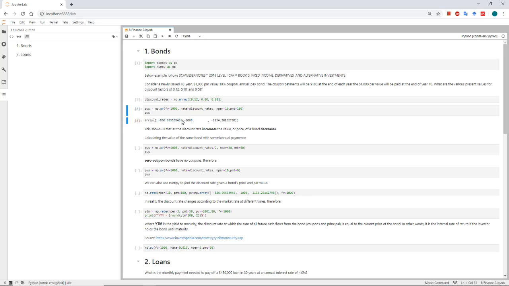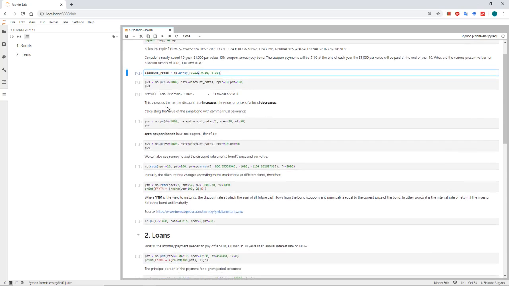And so these are different present values of each discount rate, keeping everything the same. So this shows us that as the discount rate increases, the value or price of a bond decreases.